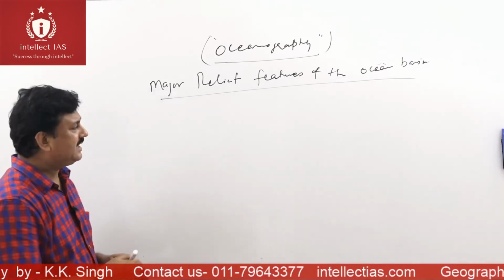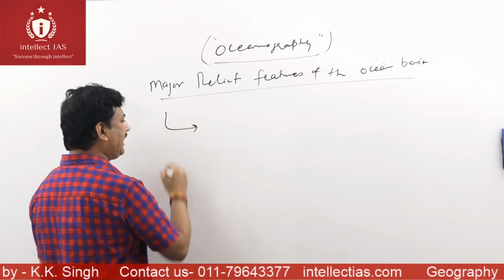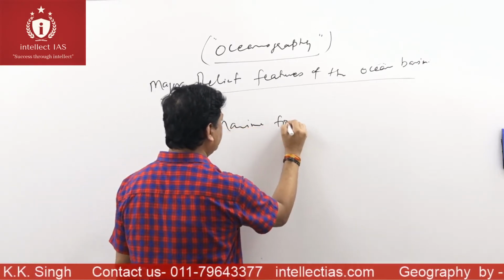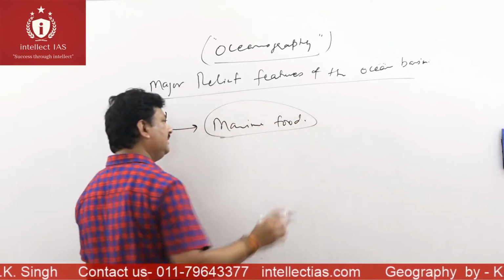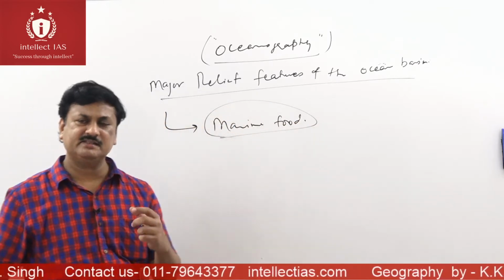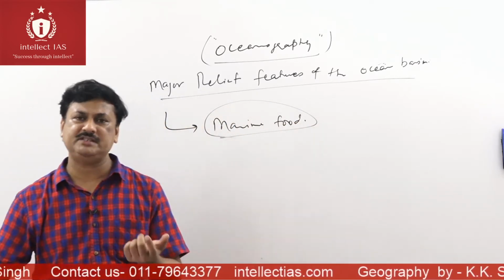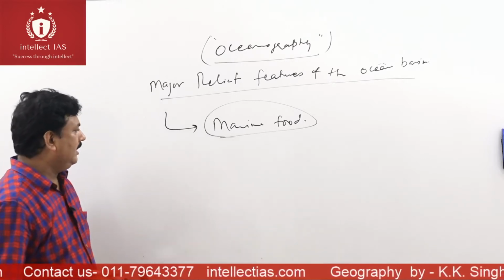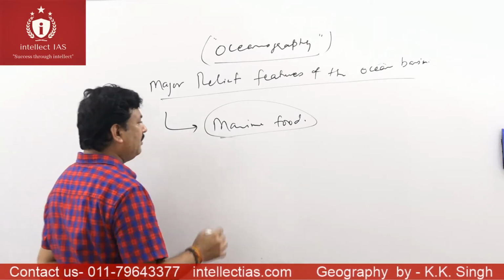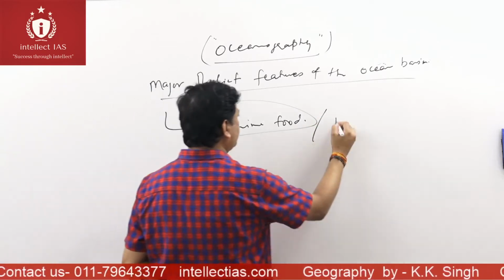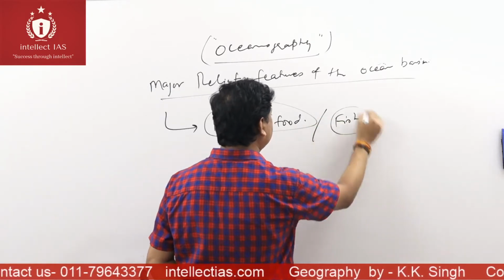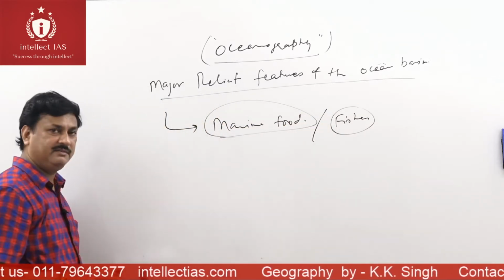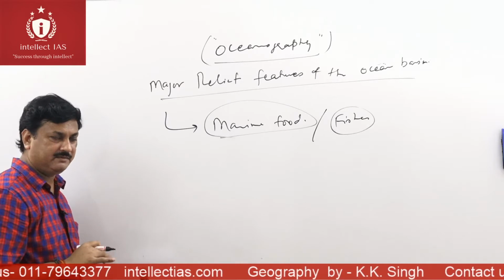The continental shelf is the main source of marine food. It is very rich in marine food like fishes and marine plants, which are used as a food source. Different types of fishes are found here because large-scale fishing is done on the continental shelf.